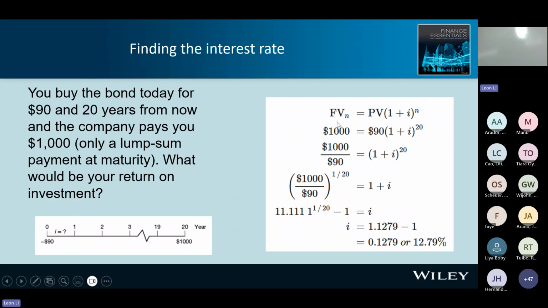So you can see this is our FV equation. I enter the input variables: $1,000 for FV, $90 for PV, then the number of periods, 20, and we would like to know the I variable. You can do the calculation by hand, just move the I to the left-hand side and all other numbers to the right-hand side of the equation. This is the detail. However, I will not show you the detail.